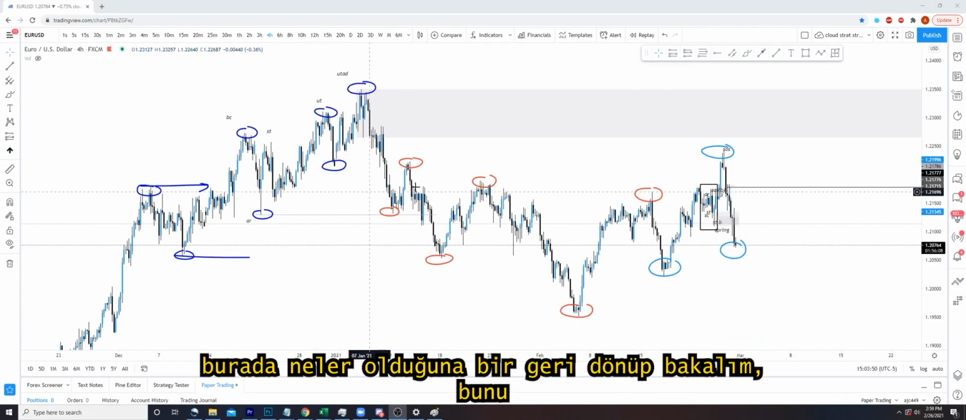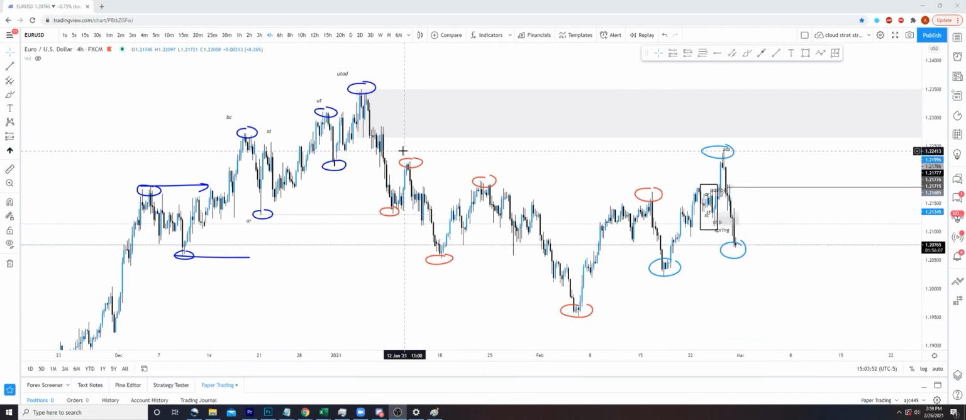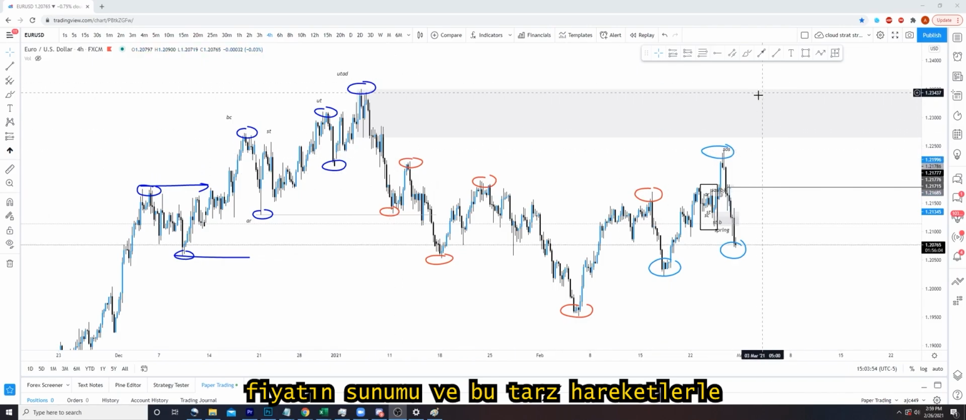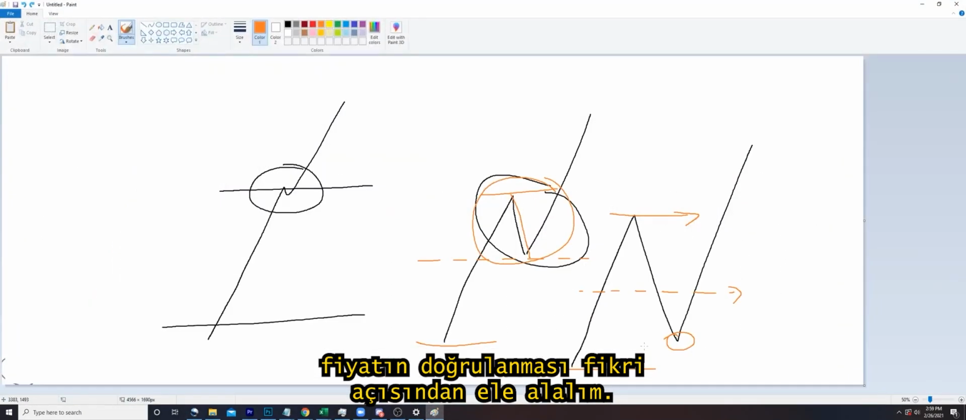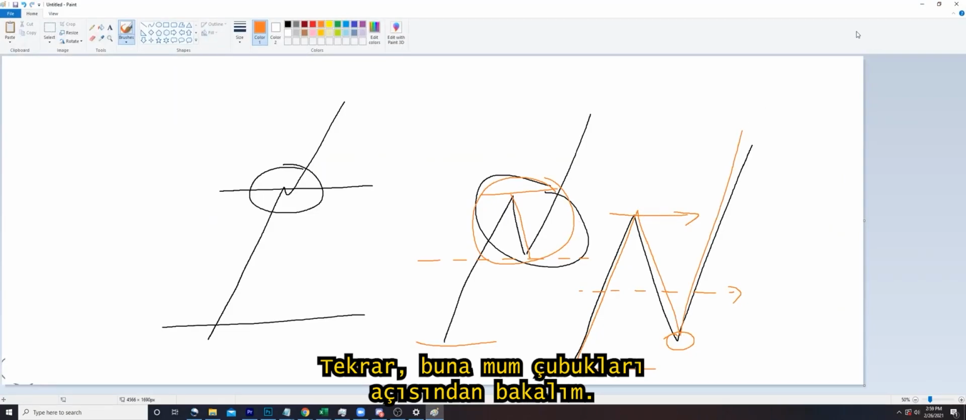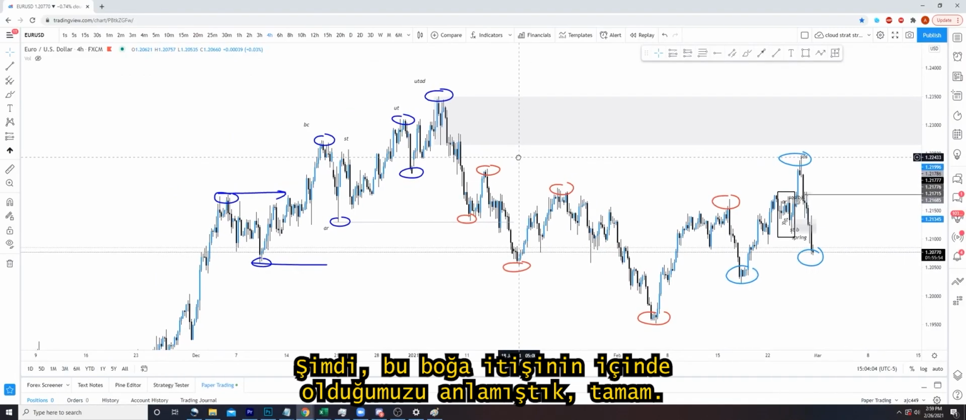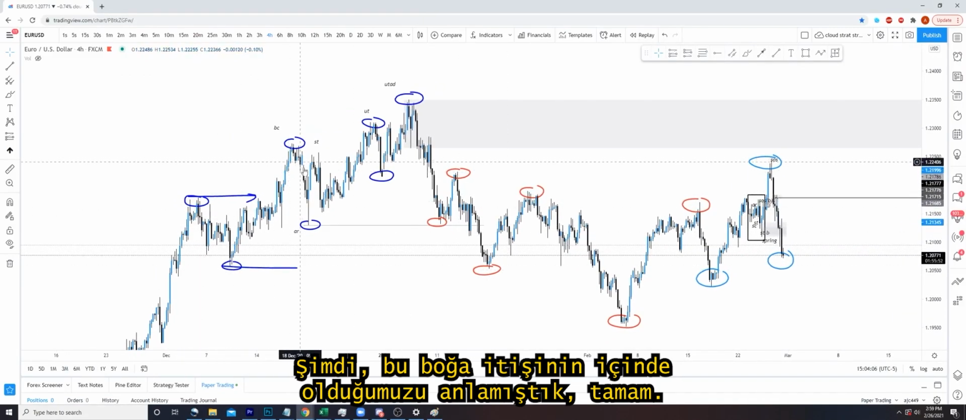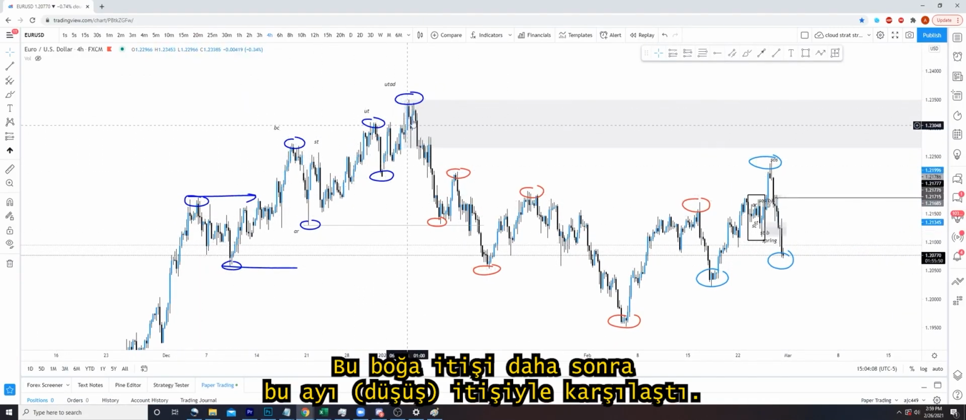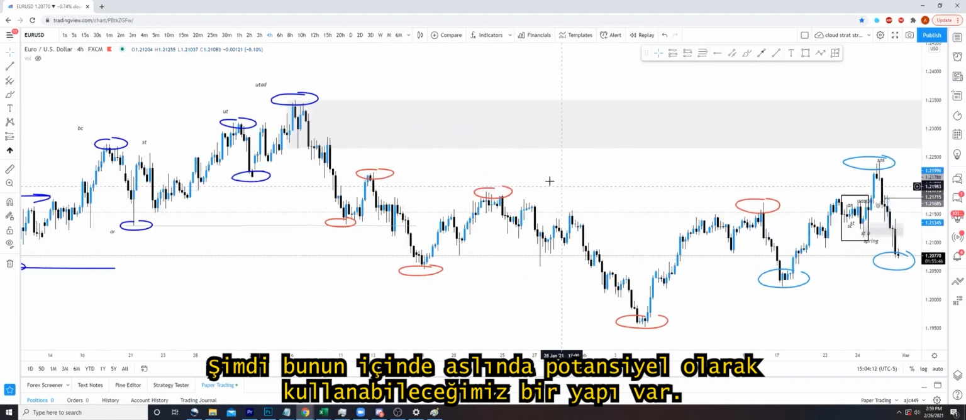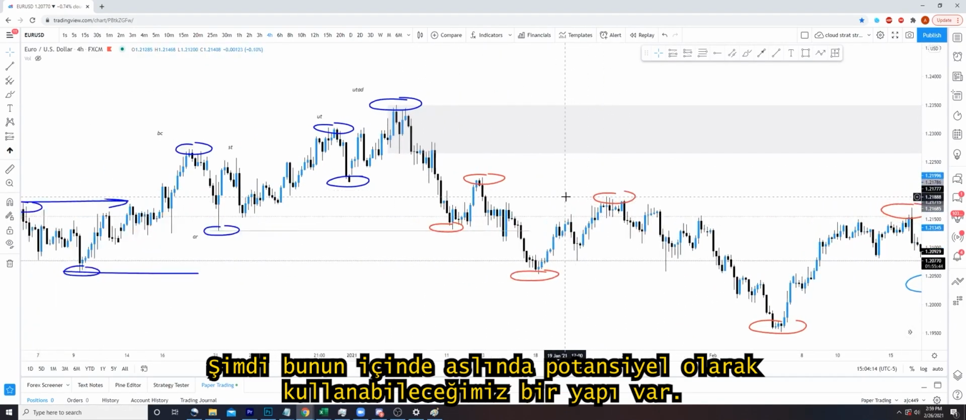So taking a look back at what's going on here, let's consider this from a standpoint of delivery and price, in the idea of price being validated with moves like this. So again, let's look at it from the standpoint of candlesticks. Now, we understood that we were in this bullish push. Okay, this bullish push was then met with this bearish push down.